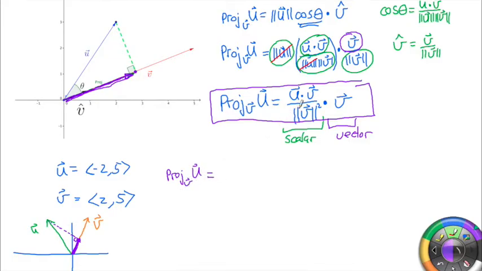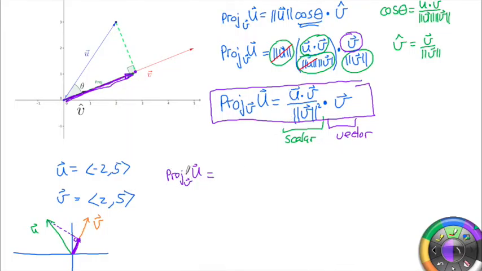If the letters switch, the only thing you have to be careful about are these two letters. The small letter will always be the denominator and the vector you're going in. So if you switch it, this would become magnitude of u squared times the vector u. The dot product, it doesn't matter what order you do those in since it's commutative.